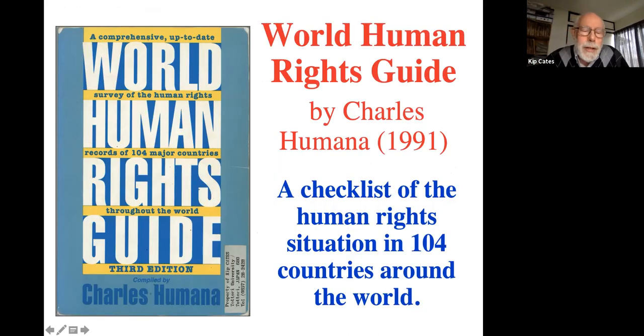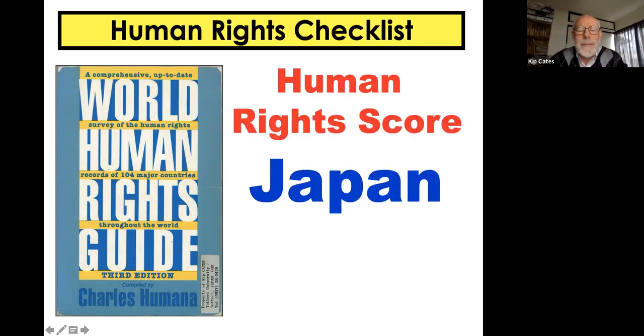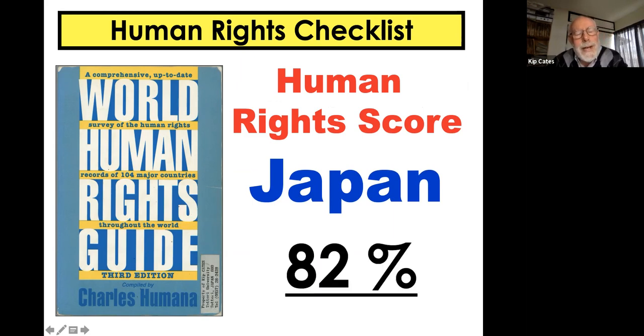I say, well, we've got lots of ideas about you. What about the experts? Here's a book called The World Human Rights Guide. It was written by Charles Humana, who took the same 40 human rights we used in our list, and he did a check of 100 countries around the world. Let's take a look. What was his score for Japan? So in his book, he does the same 40 rights, goes through and ranks Japan. His score is 82%. Students, wow, interesting.